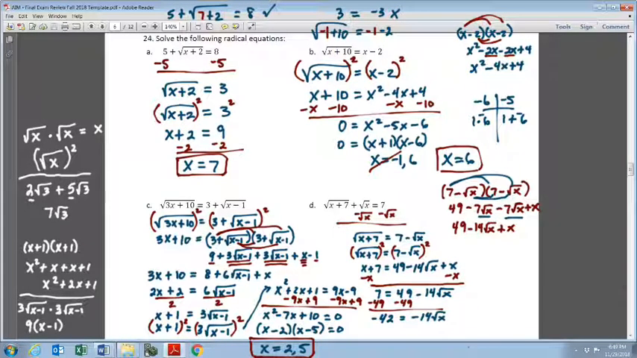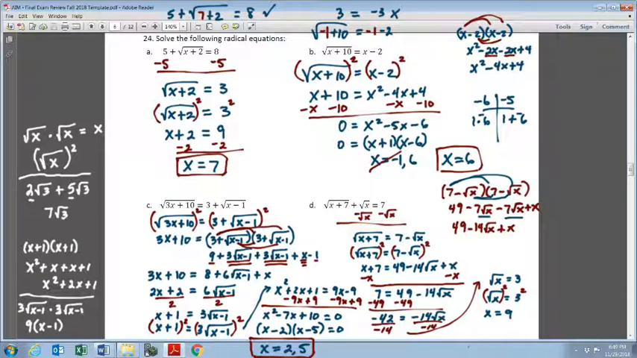We'll get negative 42 is equal to negative 14 times the square root of x. And so now I'm not quite there. I need to get rid of that negative 14 to get the radical by itself. So we'll divide both sides by negative 14. And so we're going to get square root of x is equal to 3. Well, finally, we can square both sides, and we're going to get x is equal to 9.